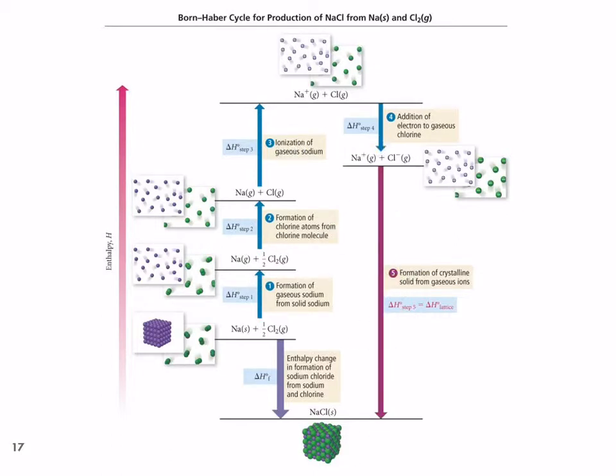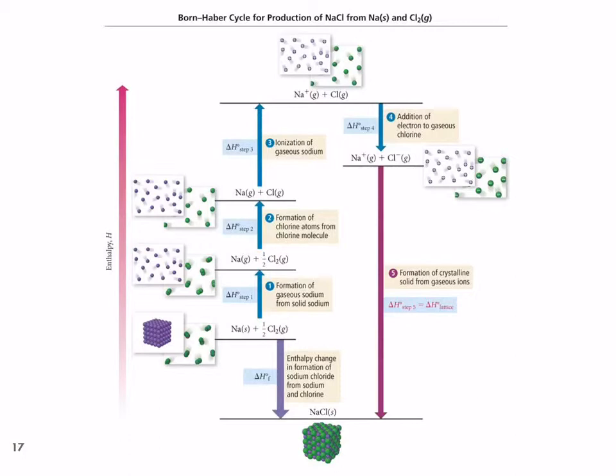You can't really just measure a lattice energy. There's just not really a way to do it. But we know that the sum of all of these other things has to equal this. And that's the easiest way to calculate a lattice energy. Does that make any sense?